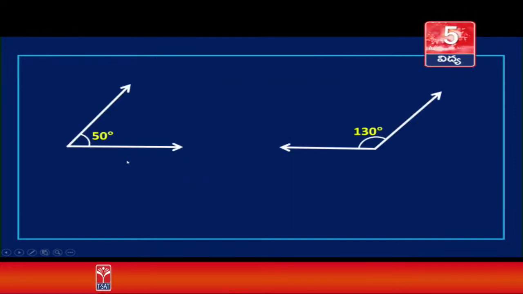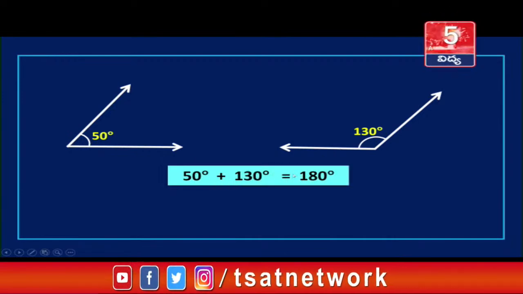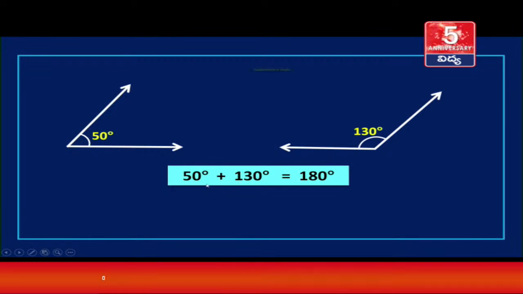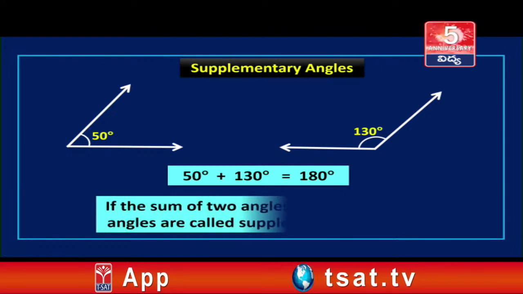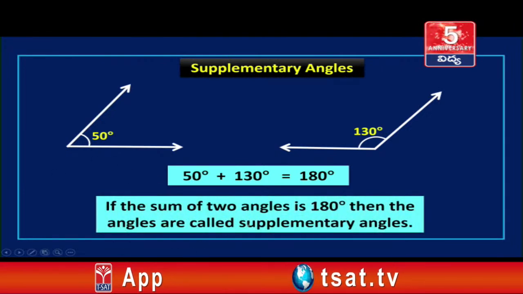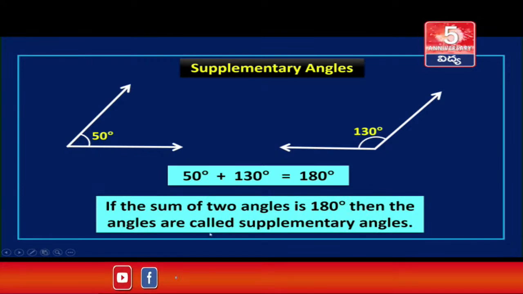Next one. Here you can observe first angle is 50 degrees and second angle is 130 degrees. You can add 50 plus 130, we will get 180 degrees. Think, what is the name of the angle? Yes, this angle is supplementary angle. If the sum of two angles is 180 degrees, then the angles are called supplementary angles.